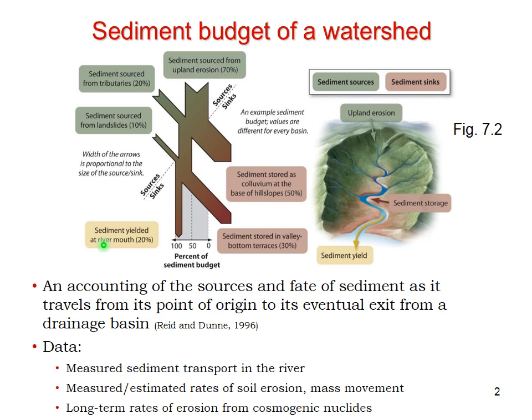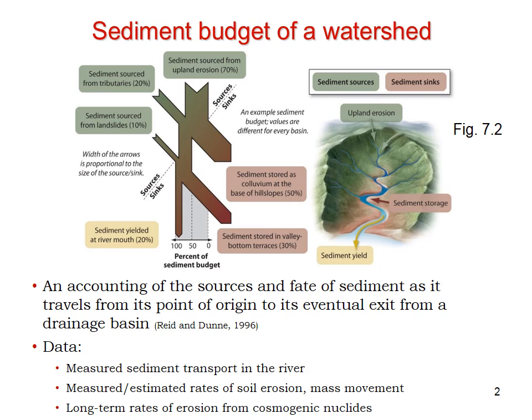This diagram here in the upper left shows an example of a sediment budget. And the sources are grouped into types of sources. So of all the sediment that comes into the river system, about 70% of that is sediment that comes from upland erosion. Another 20% comes from tributaries. And then the remaining 10% comes from landslides. So this represents 100% of the sediment volume that goes into the river system.